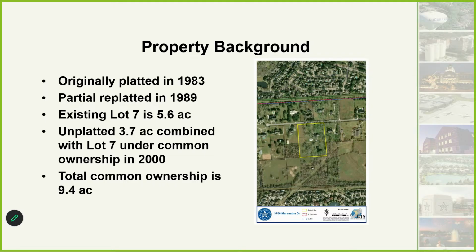Background on the property: it was originally platted in 1983 and then partially replatted in 1989. This created the present-day Lot 7, which is 5.6 acres. In 2000, the property came under common ownership of the 9.4 acres with the 3.7 acres of unplatted property. And that is not with the present owner that it came under ownership. So this is Lot 7, and then this is the 3.7 acres that's unplatted.